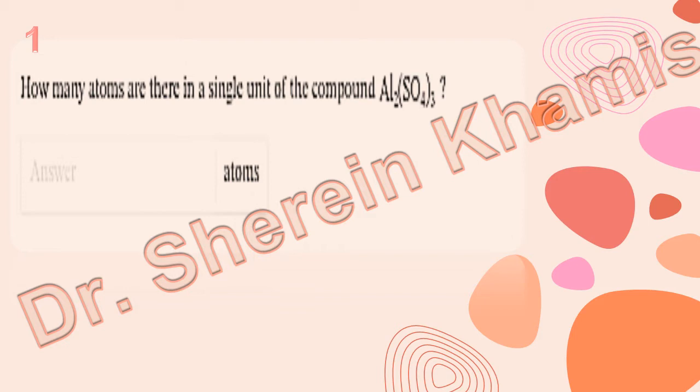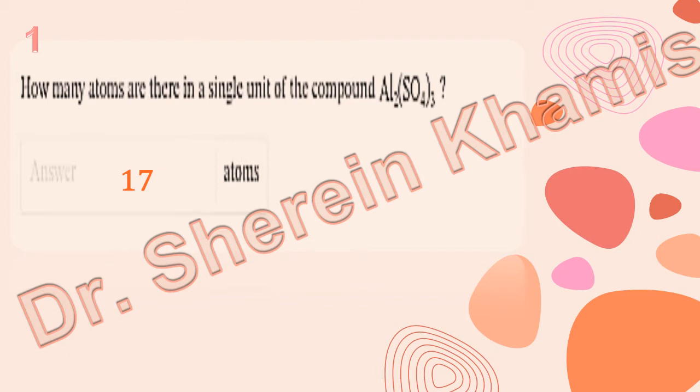How can we calculate them? We count the numbers below and to the right of each element. We have below aluminium 2, sulfur 3, and oxygen 3 multiplied by 4, giving 12. So 2 plus 3 plus 12 gives, at the end, 17 atoms. So we have 17 atoms in the compound.